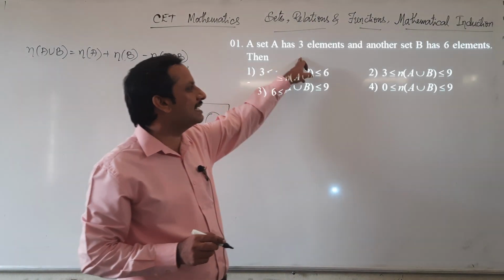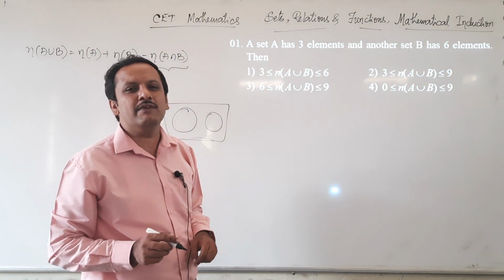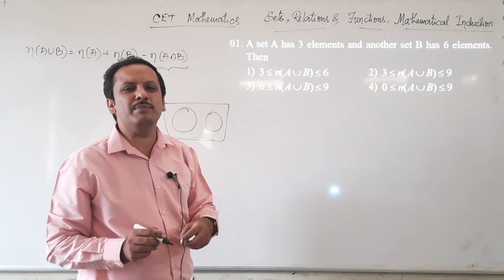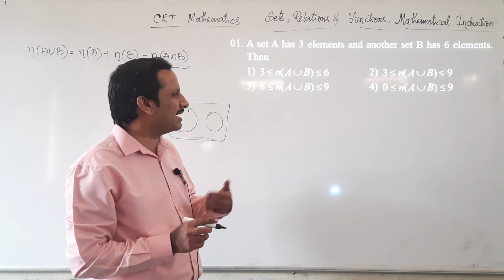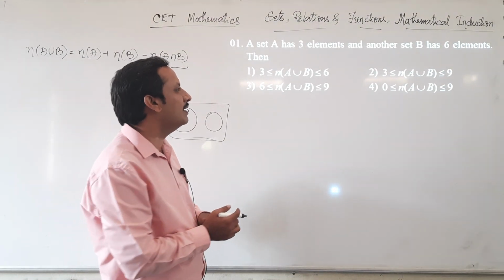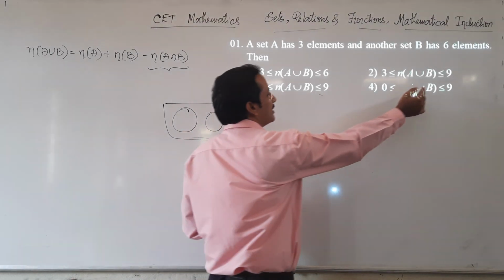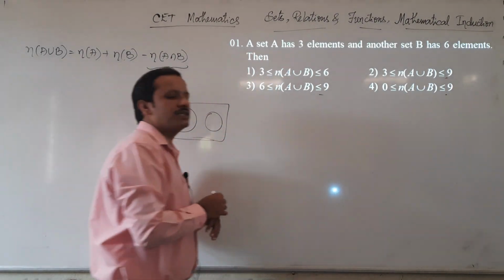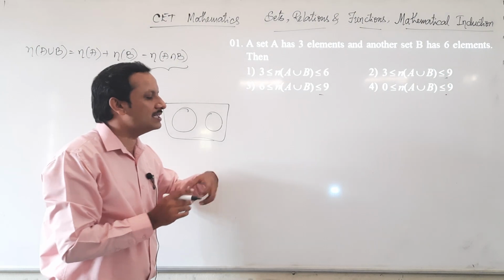So, here A has 3 elements and B has 6 elements. Therefore, the number of elements in A union B will be maximum, and that maximum value is equal to the sum of these two, 3 plus 6, so 9 is the maximum. But as we observe, 9 is present in 3 options. So, only one option is eliminated. Okay. Then what is the minimum?